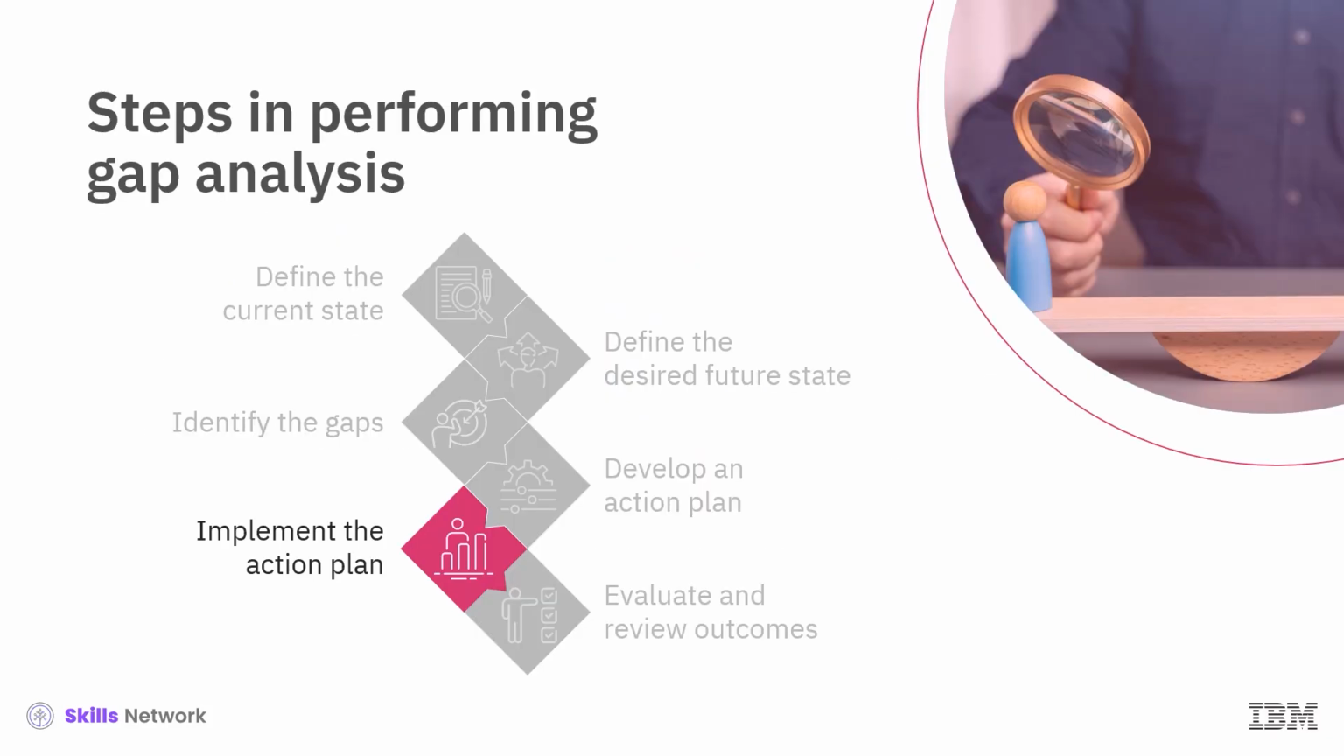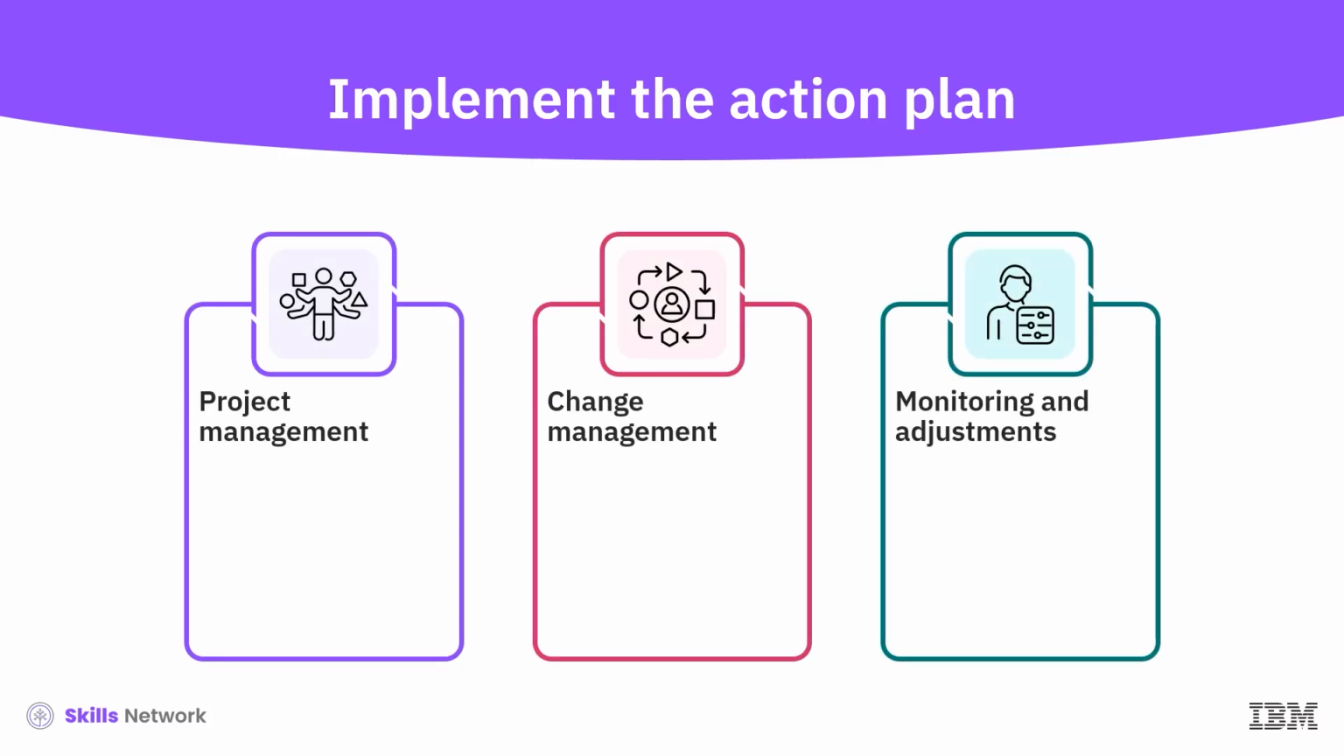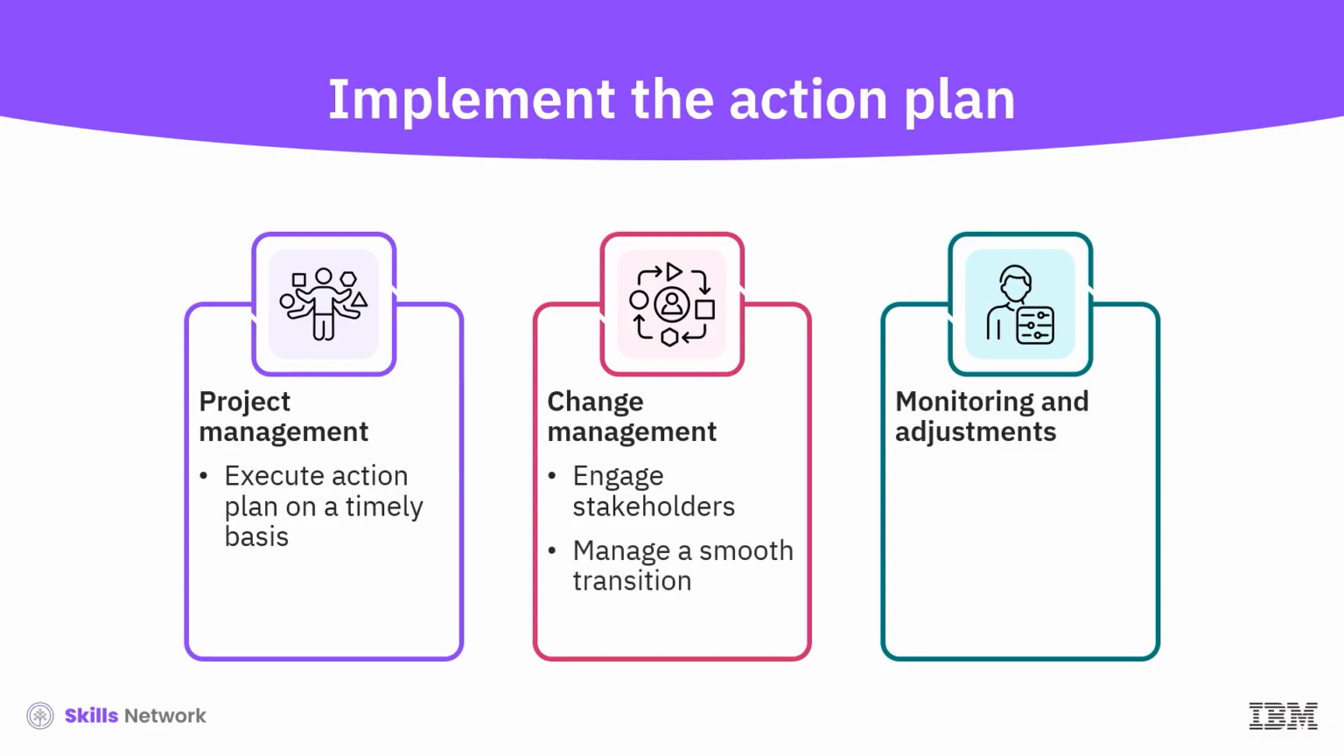With the action plan established, the next step is to implement the initiatives designed to close the gaps. This includes project management, change management, and monitoring and adjustments. Project management ensures the timely and budget-friendly execution of the plan. Change management engages stakeholders and guides the transition from the current state to the desired future state. Monitoring and adjustments track progress, resolve challenges, and adjust the plan as needed to adapt to evolving business conditions, ensuring the initiatives stay on track to achieve the desired outcomes.